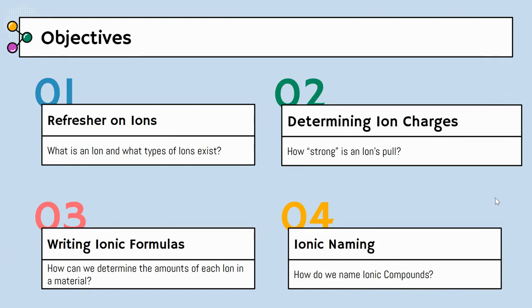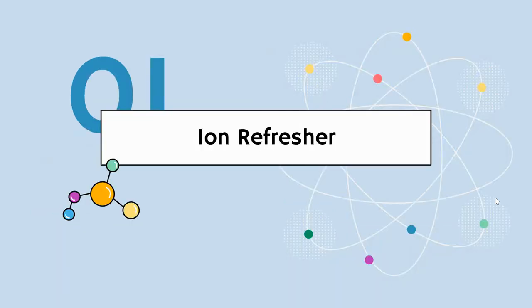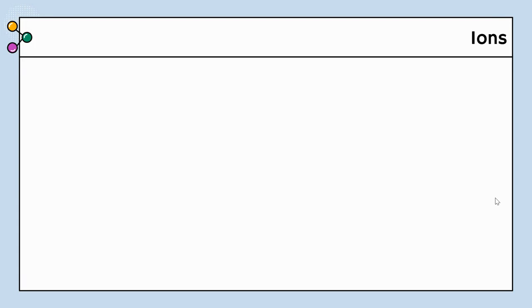Number three, we'll talk about how to write ionic formulas, determining the amounts of each ion we have in a certain chemical. And finally, we'll end with number four, the naming of ionic compounds. There's a couple different rules we have to juggle there. So first, let's start with a refresher on what ions are.